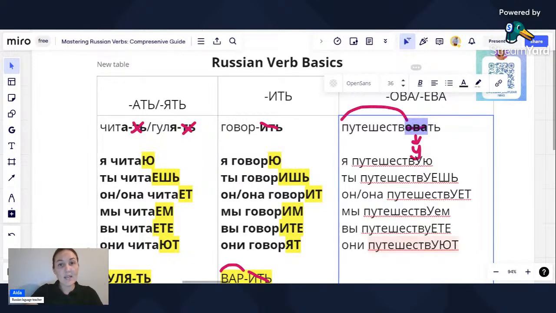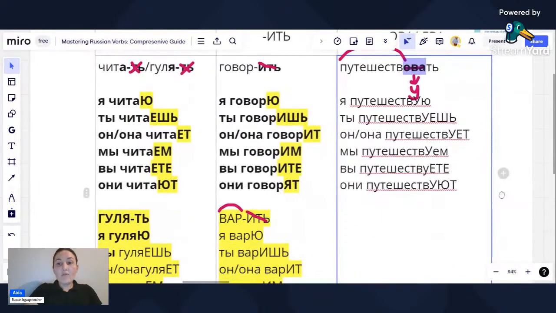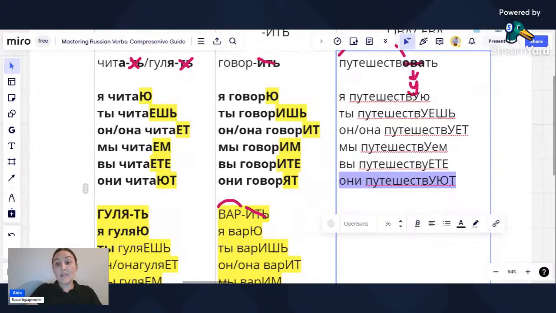We don't say путешествовую. It's a mistake. We don't say like this. If you have the suffix ova or ева, you need to cut this suffix in the present tense. And instead of this suffix, you need to use suffix у. Путешествую. Я путешествую. Okay?